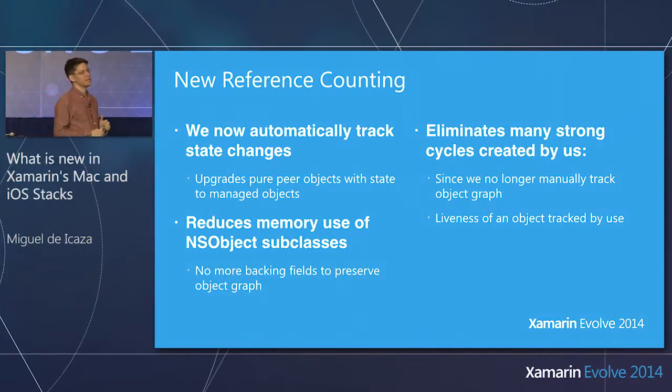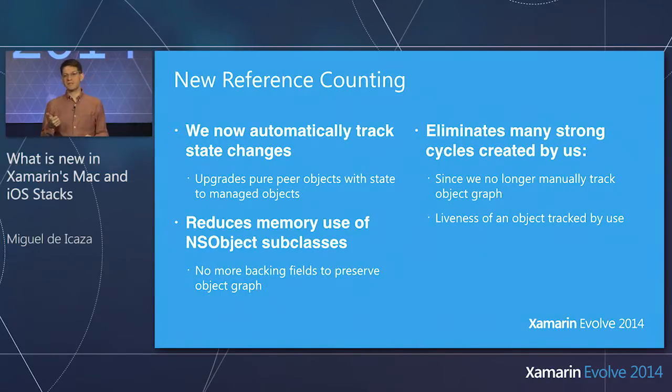There's a couple of nice side effects. Ever since we did this, we had a separate system, a peer system, that kept track of the object graph in memory. And that's how things worked, except in this particular case of the table cell. So with the new reference counting, two things happened.